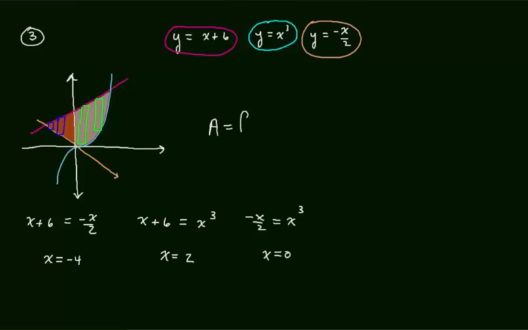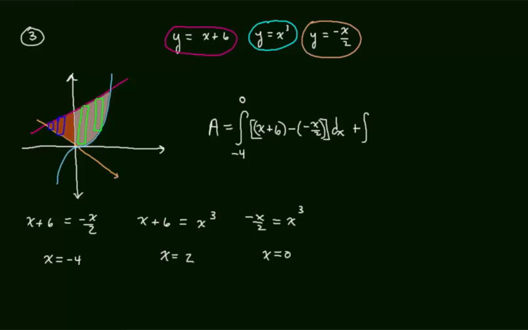So the area equals the integral from the first rectangle at -4 to the last rectangle of the darker shaded region, which is at 0. The top of each one of those rectangles is x plus 6, and the bottom of each one of those rectangles is -x over 2, dx.